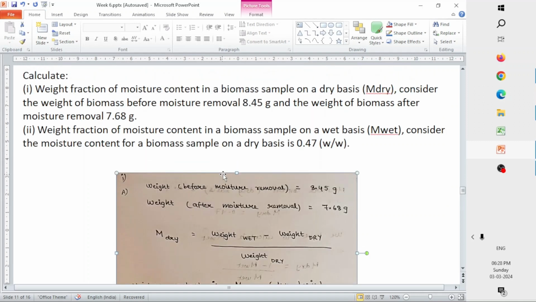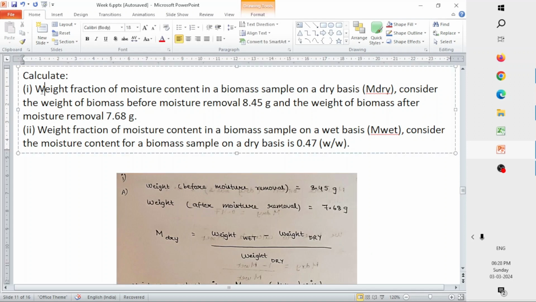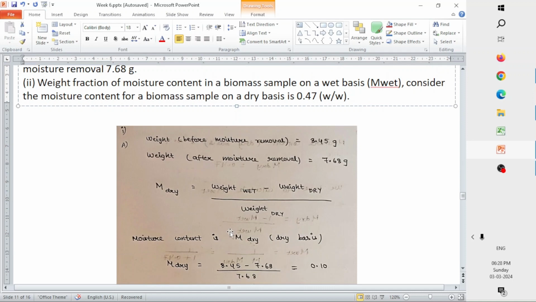Since the first sub question is the calculation of the weight fraction of moisture content on a dry basis, our denominator is dry, and the moisture content is how much moisture is there in my sample. If you know the weight of your sample with the moisture and the weight of the dry component, the simple difference will give you the weight of the moisture present in the sample.